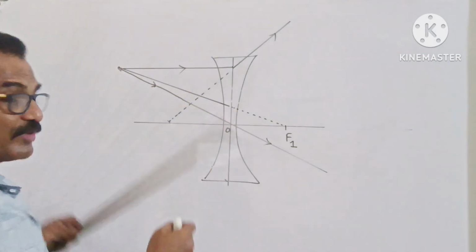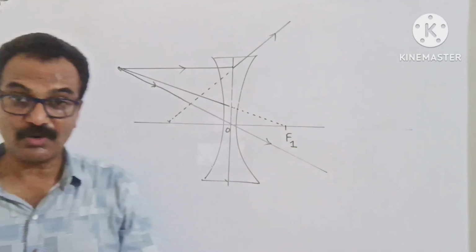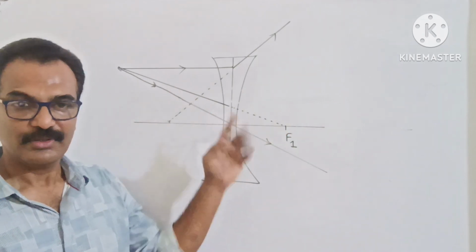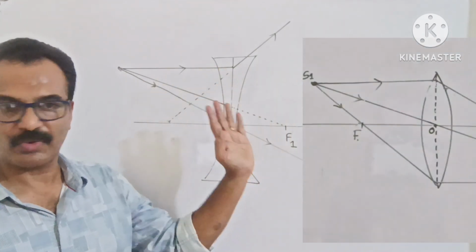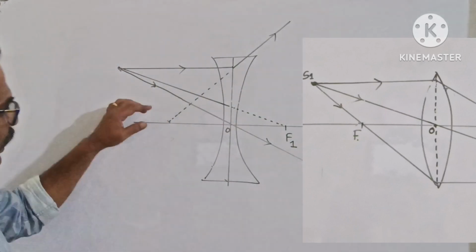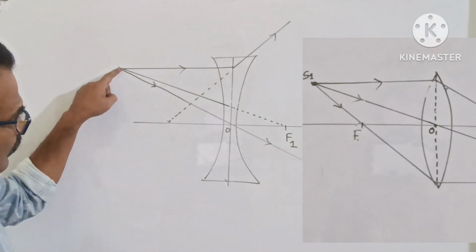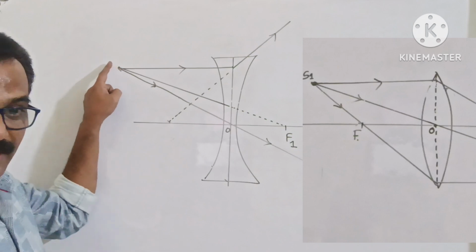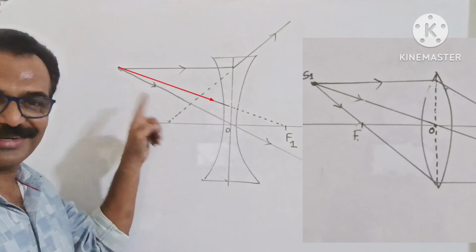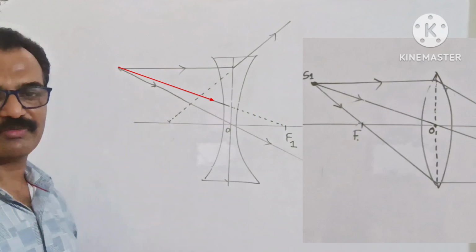Two rays are common in both the cases. What are the common rays? The ray parallel to the principal axis and the ray passing through the optical center. Those two rays are common in both the cases, in the case of a convex lens as well as the concave lens. But in the case of a concave lens, the third ray is directed towards the focus. In the case of a convex lens, the third ray which we consider is passing through the focus.